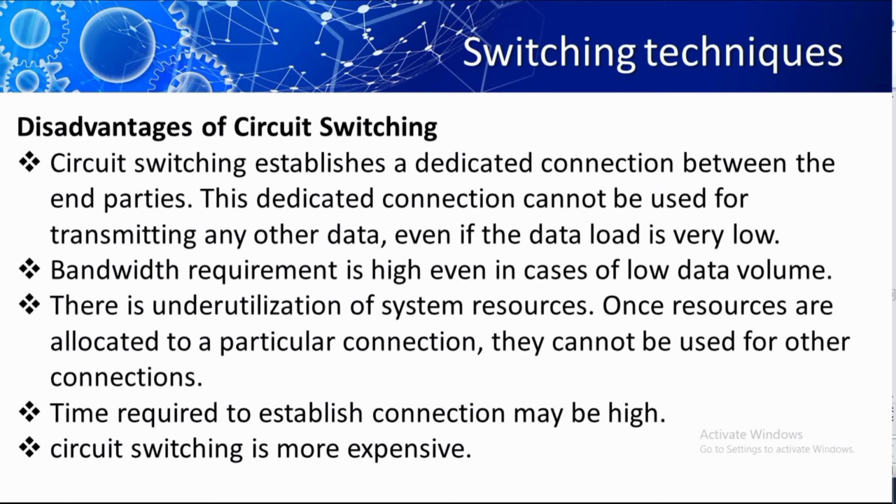Now we'll discuss some disadvantages of circuit switching. As we have discussed, circuit switching establishes a dedicated connection between end parties, but it cannot be used for transmitting any other data, even if the data load is very low. Bandwidth requirement is high even in cases of low data volume. There is underutilization of system resources. Once resources are allocated to a particular connection, they cannot be used for other connections.